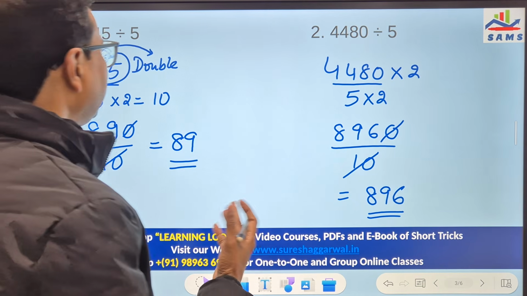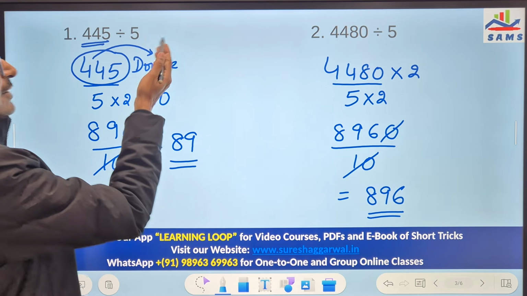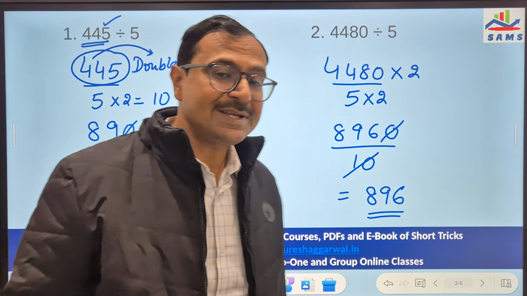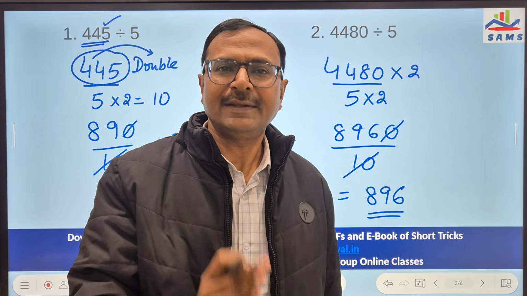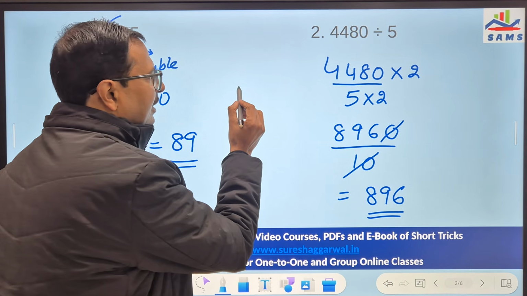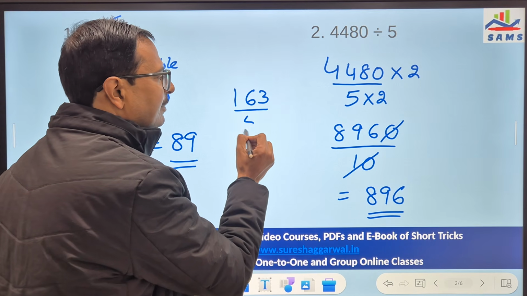Suppose I'll take a 3-digit number which is odd. Here also it was odd. Division by 5 was very easy because the unit digit was 5. But if the unit digit is not 5, even then the trick works well. Suppose you have a number like 163 and I need to divide that by 5.